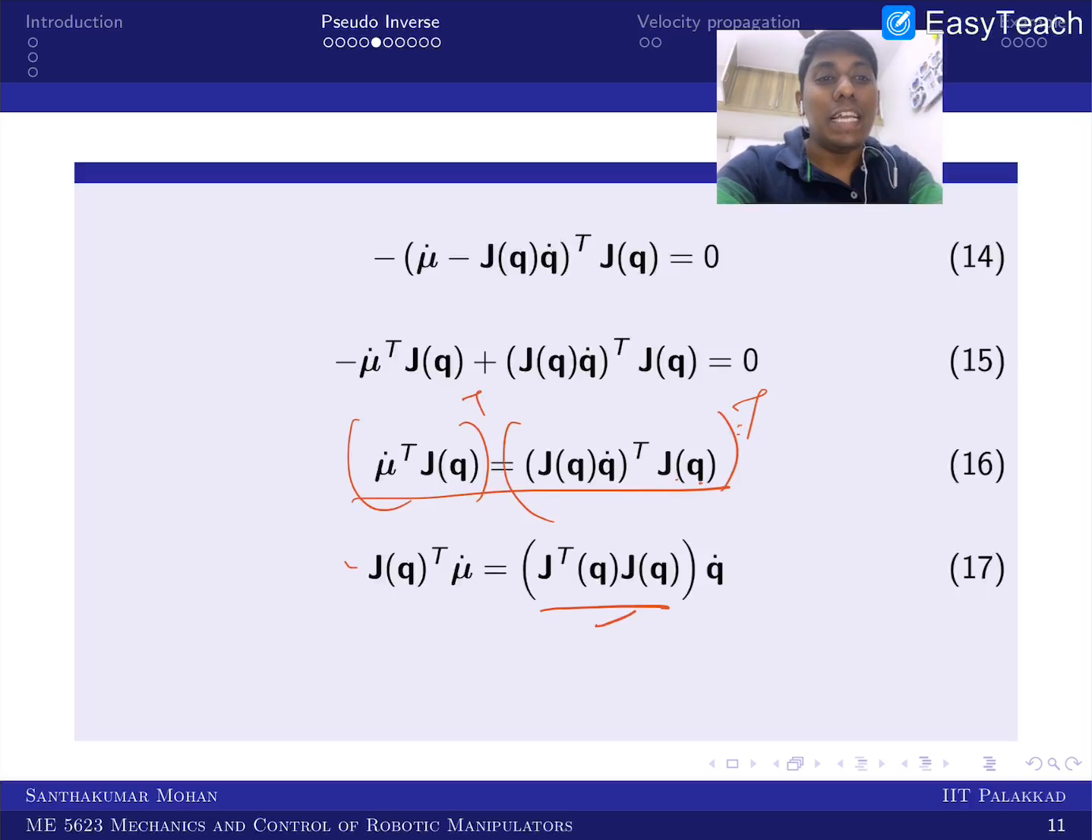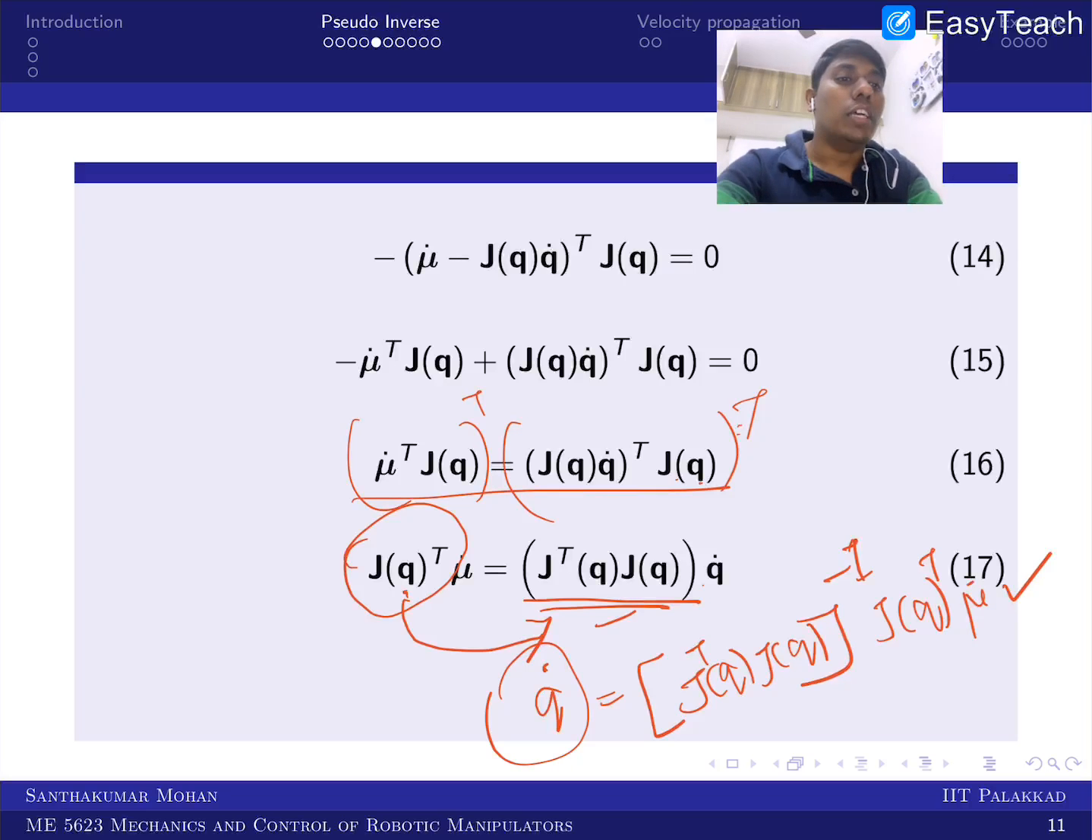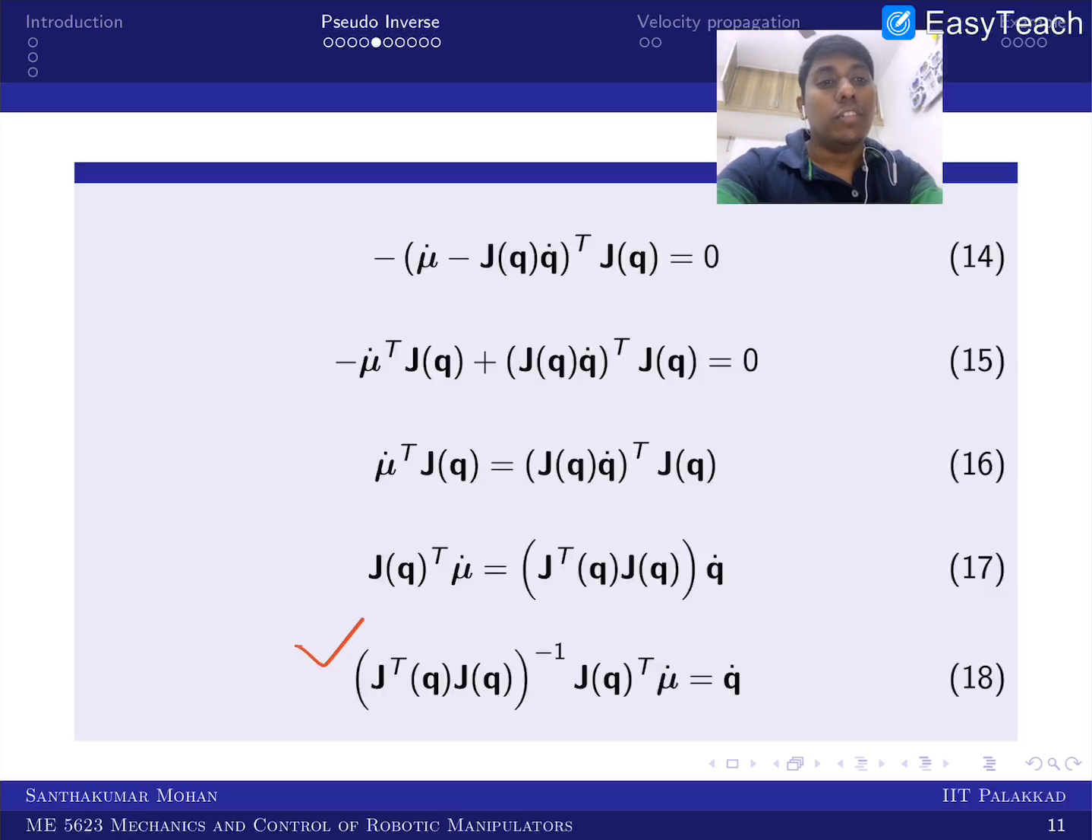And if I take this here, I cannot take its inverse, but I am interested in finding q dot. This is already a square matrix, so I can take J transpose of q into J of q, whole inverse, and J of q transpose into mu dot. So the mu dot is known and we can find q dot. So this is what we have seen. This is the left side, so it is a left inverse, right? So this is what we have done.